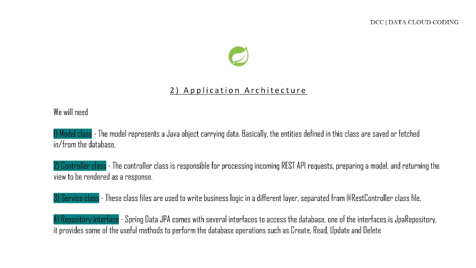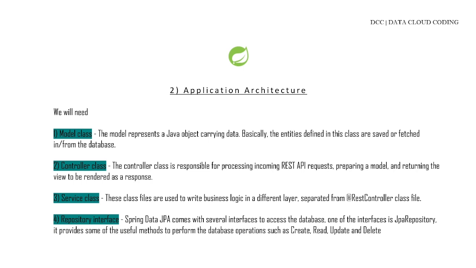Now we will see the application architecture, what we will be building and what layers we need. First we will need a model class, which represents a Java object that carries data, and the entities defined in this class are either saved to or fetched from the database. We will need a controller class that will be responsible for processing our incoming REST API requests. We will need a service class in which we will define our business logic, and also we'll need a repository interface. The repository that we will be using is the JPA repository, which provides some useful methods to perform database operations such as create, read, update, delete.